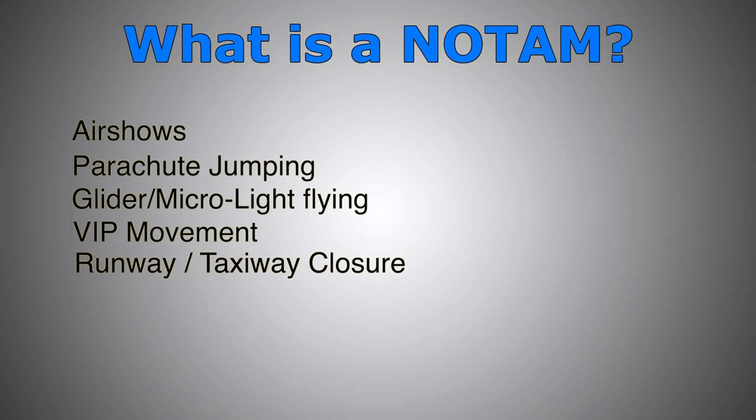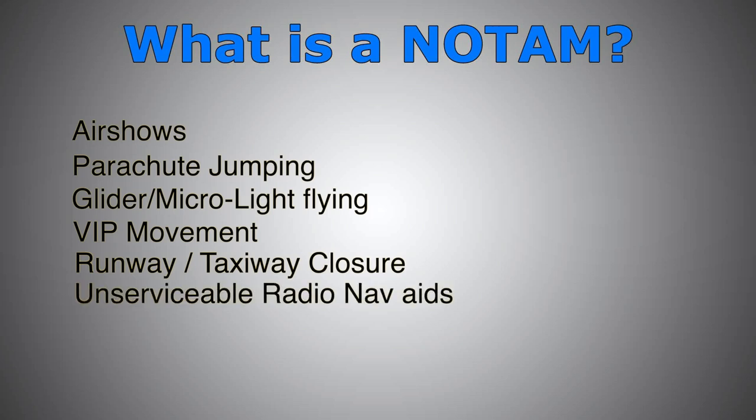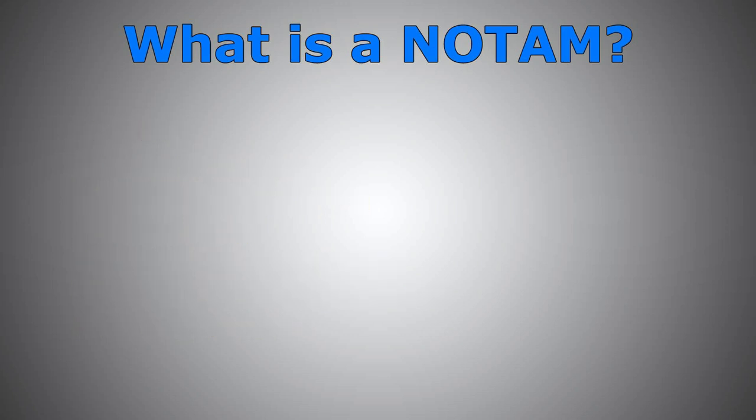taxiway closure, unserviceable radio navigational aids around the facility, for example, unserviceable VOR, unserviceable NDB, the ILS itself can be unserviceable for several reasons. Also, military exercises resulting in airspace restrictions, unserviceable lighting, approach lights, taxiway lights, and so forth. Also, temporary erection of obstacles near airfields, such as cranes and stuff like that. So for reasons of conciseness and precision, NOTAMs are encoded, although the code is usually sufficiently self-evident to allow the user, or pilots in this case, to identify the hazard.